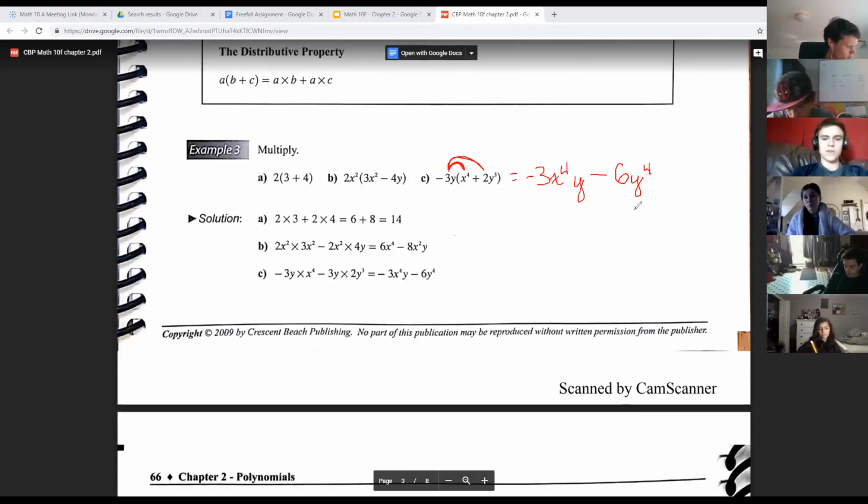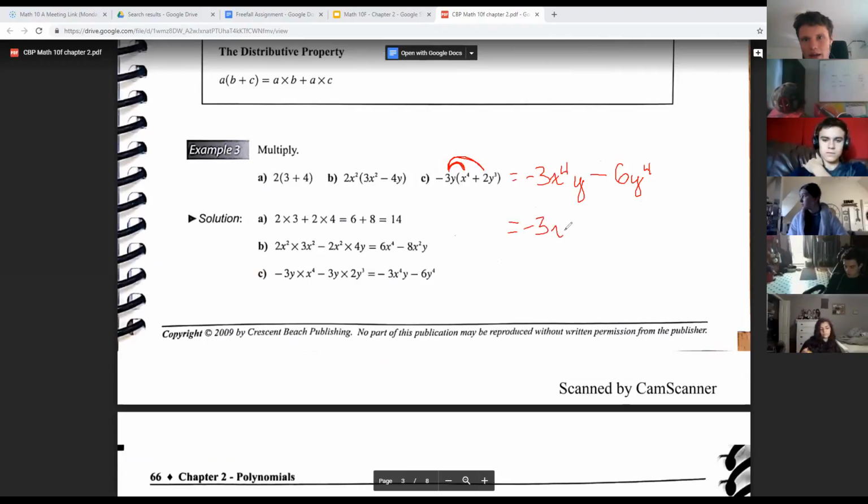The reason it becomes a negative is because you're multiplying a negative by a positive, right? Yeah, that's right. So we can think about that negative 3 times positive 2.